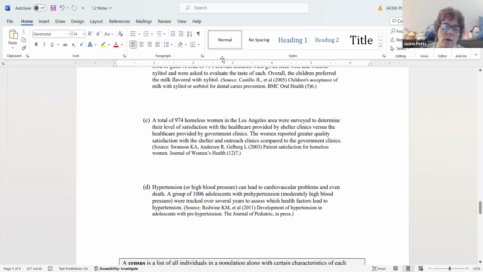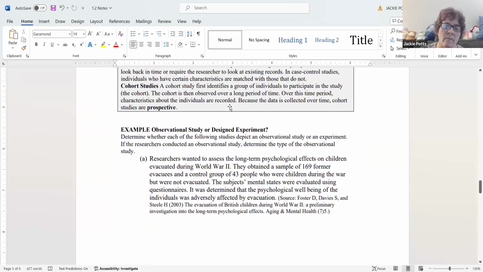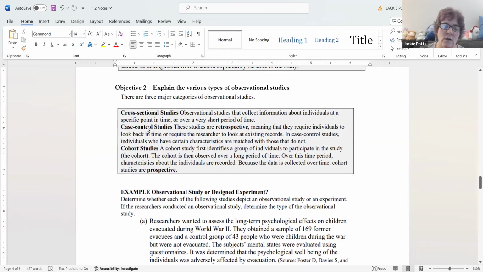Now, scrolling back. Is it a cross-sectional, case control, or cohort? What do you think?